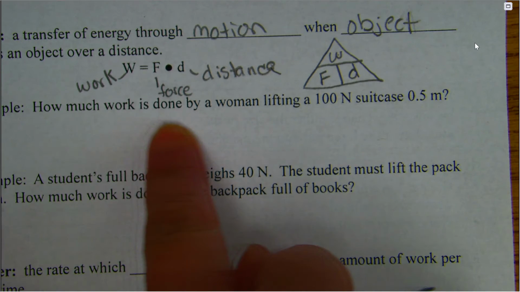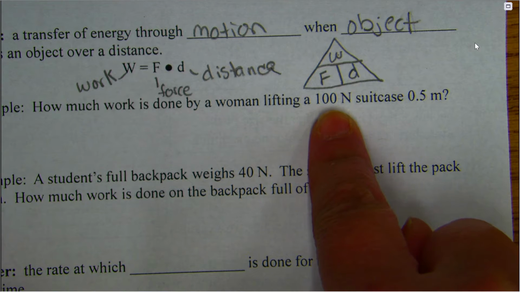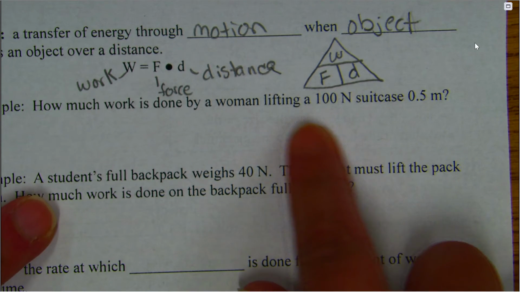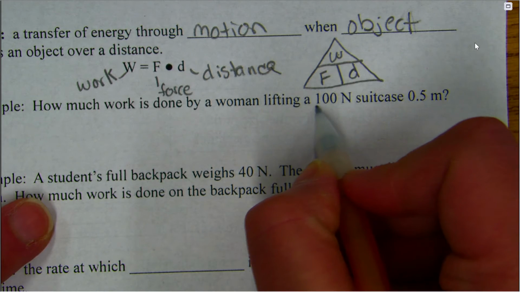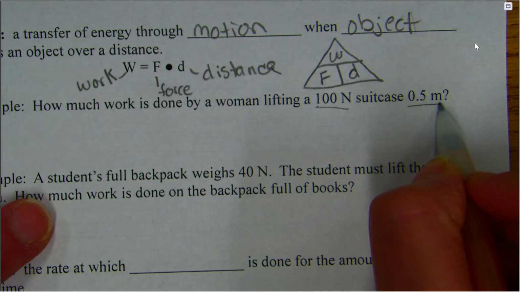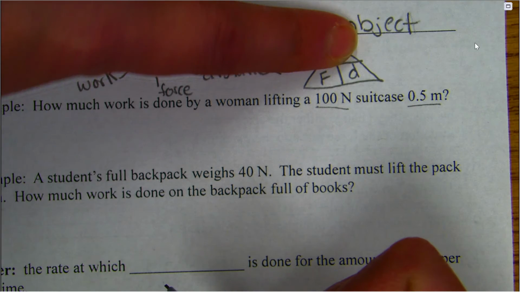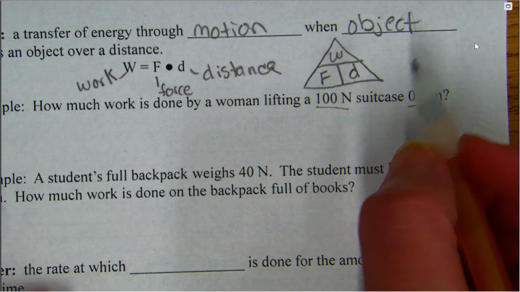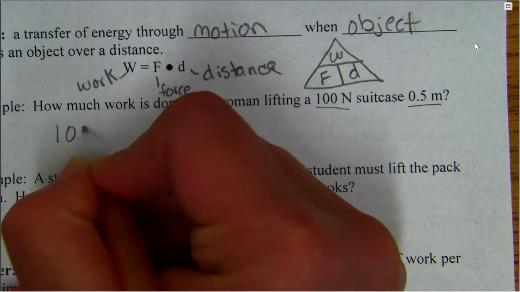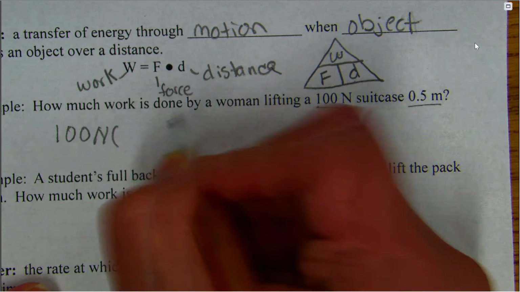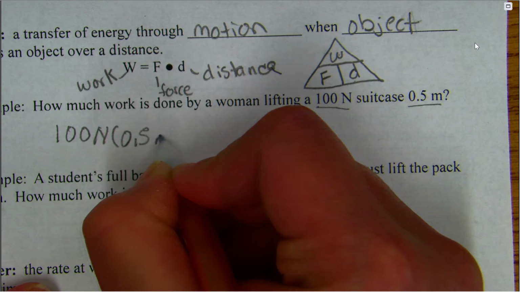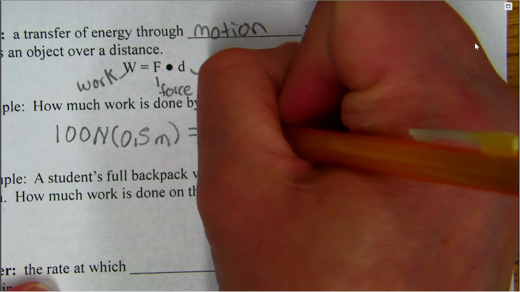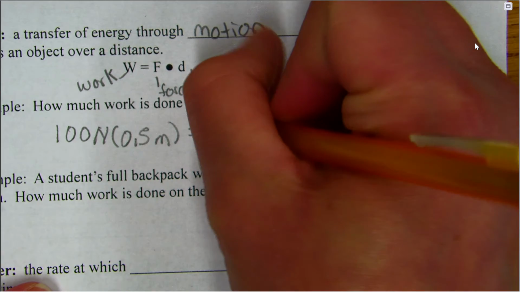How much work is done by a woman lifting a 100 Newton suitcase 0.5 meters? Okay, so remember force is in newtons, so there's my force, and here's my distance. So to cover up work, I do force times distance. And so that means I'm going to have 50 joules of work.